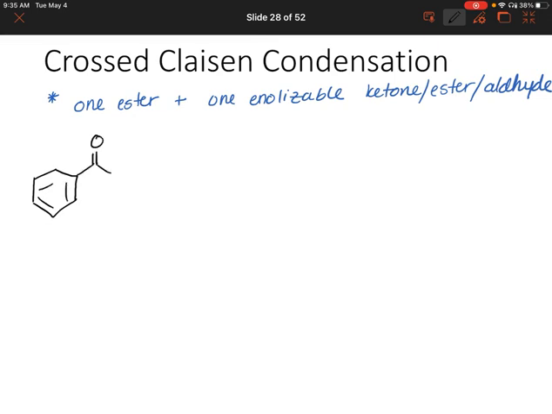So I'm going to draw an ester, and let's say we already formed an enolate, and let's say we're using a ketone. So we'll just use acetone here, and let's say we already removed one of its alpha protons. So now it's an enolate. Also notice that our ester doesn't have any alpha protons, so that can't be our enolate, and we're kind of controlling which starting material is our enolate, similar to our crossed aldol reactions.